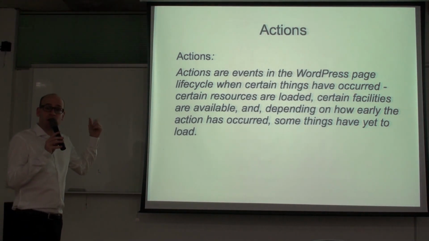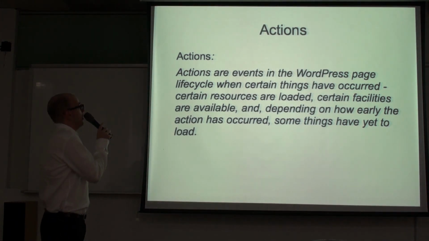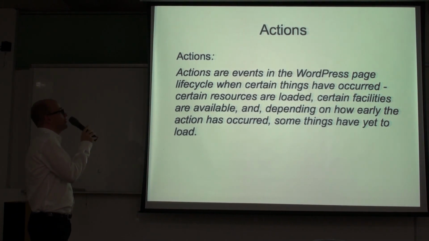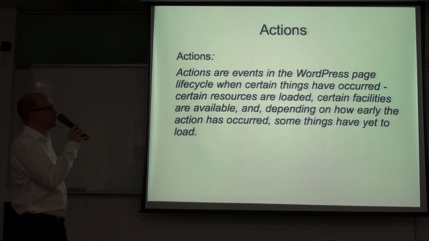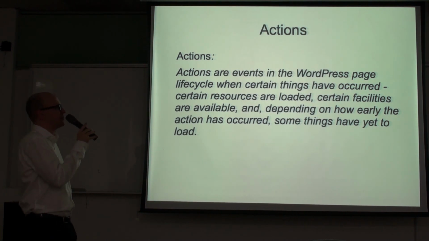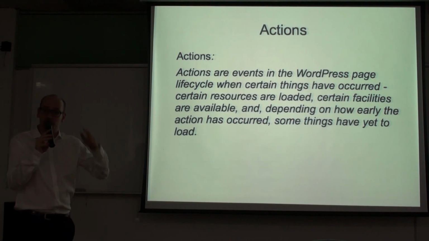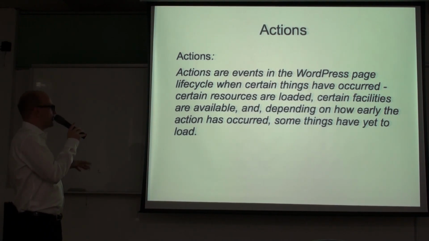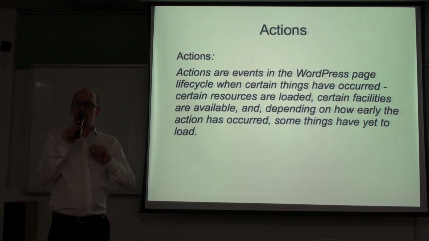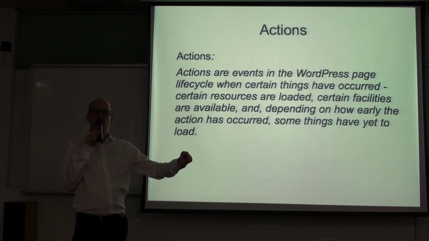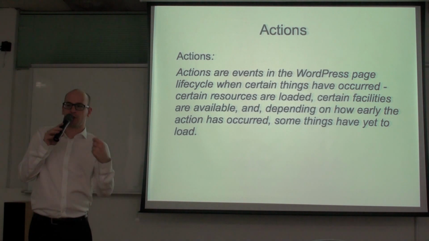We have action hooks, like I told you before, and action hooks are the events. Okay, maybe I should just read literally. Actions are events in the WordPress page lifecycle when certain things have occurred, certain resources are loaded, certain facilities are available, and depending on how early the action has occurred, remember the schedule, the flow, some things have yet to load. It basically means there is a process running that goes from A to B, and an action is an event that I can put in between. I can say, I want to run it now.